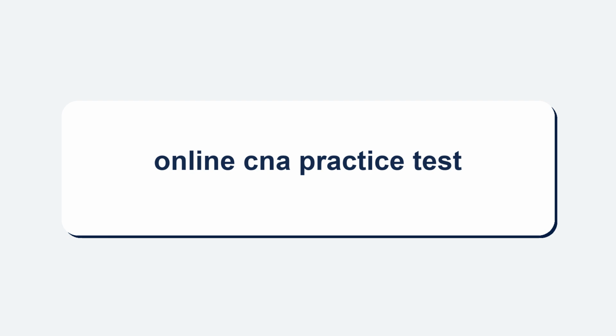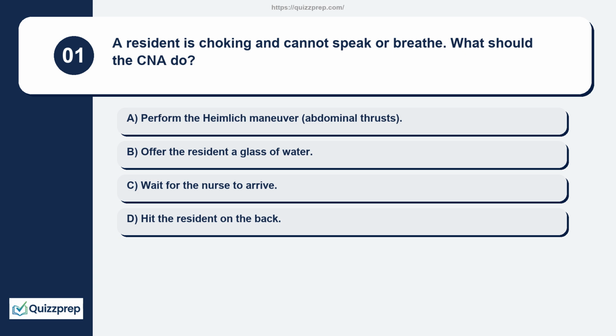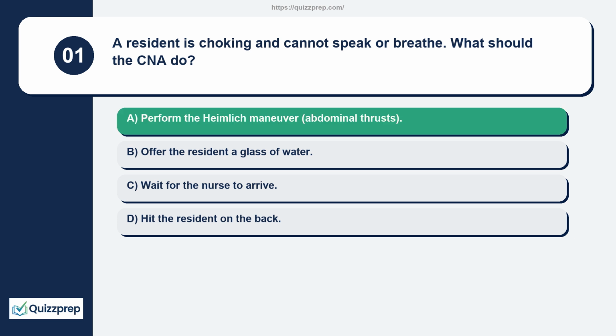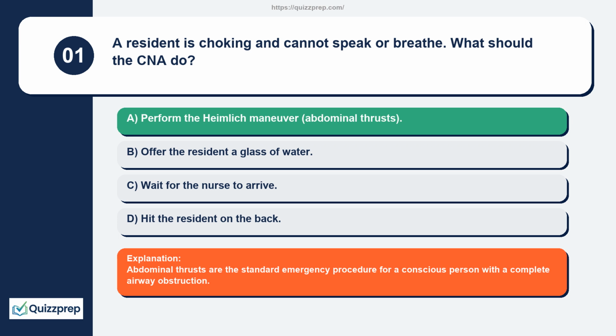Online CNA practice test. Question 1. A resident is choking and cannot speak or breathe. What should the CNA do? Perform the Heimlich maneuver, abdominal thrusts. Offer the resident a glass of water. Wait for the nurse to arrive. Hit the resident on the back. Abdominal thrusts are the standard emergency procedure for a conscious person with a complete airway obstruction.